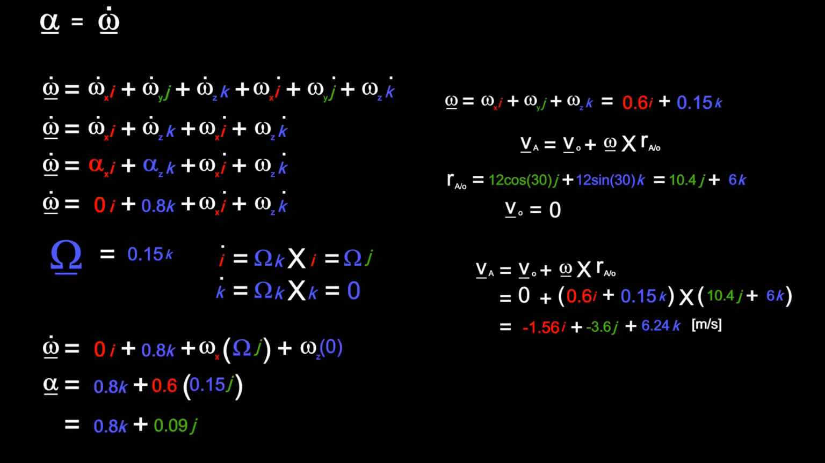As you can see, alpha has two components: the z component and the y component. The z component exists because the ladder accelerates when rotating around the z-axis. And the y component exists because the unit vector of the x-axis changes its direction toward the y-axis.